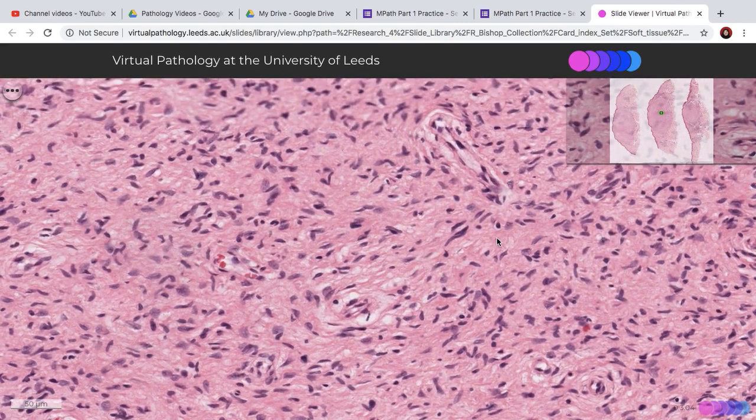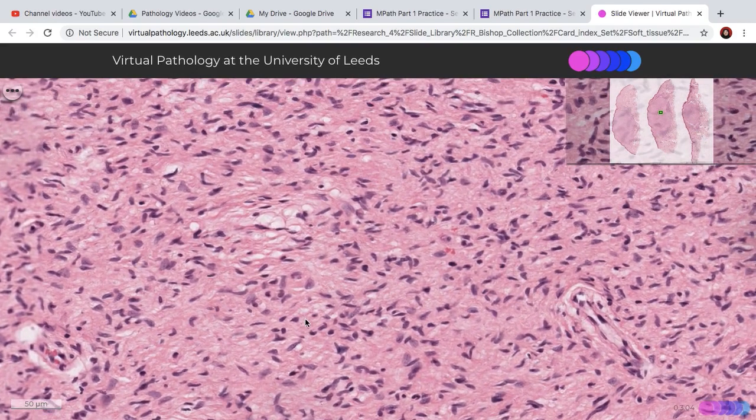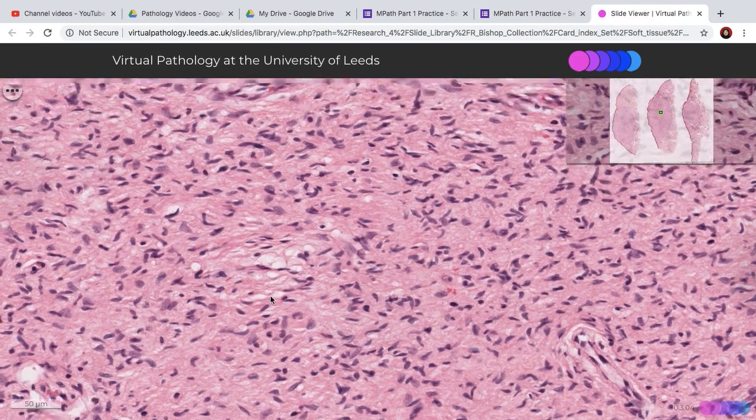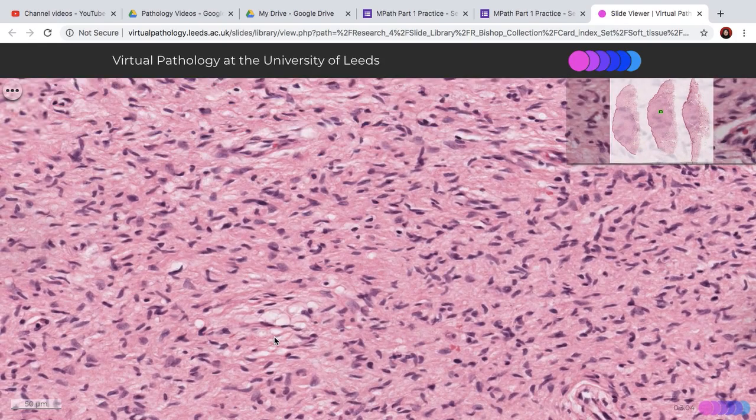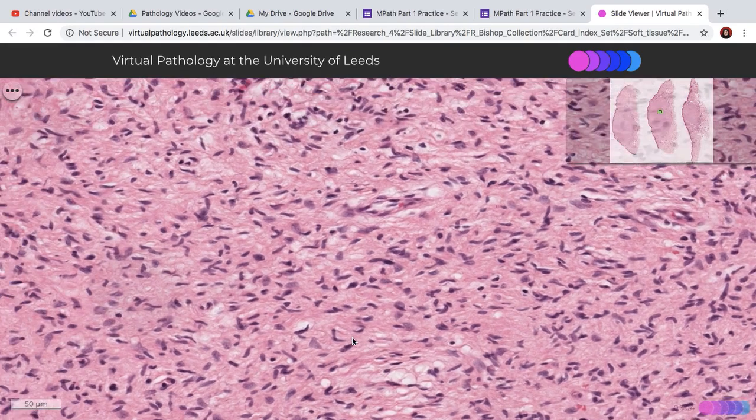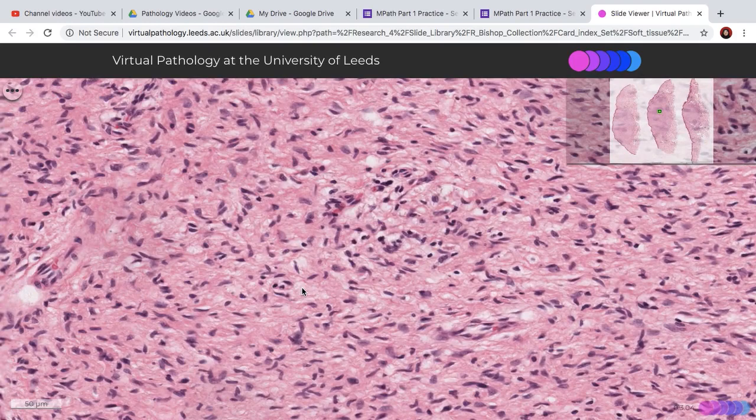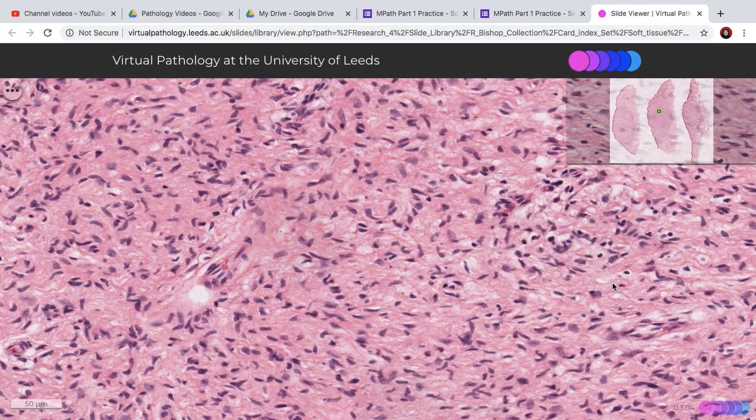The interspersed stroma contains collagen, and as you can see here, you have strands of collagen which are sometimes referred to as shredded carrot collagen, and that is also one of the features of this lesion.